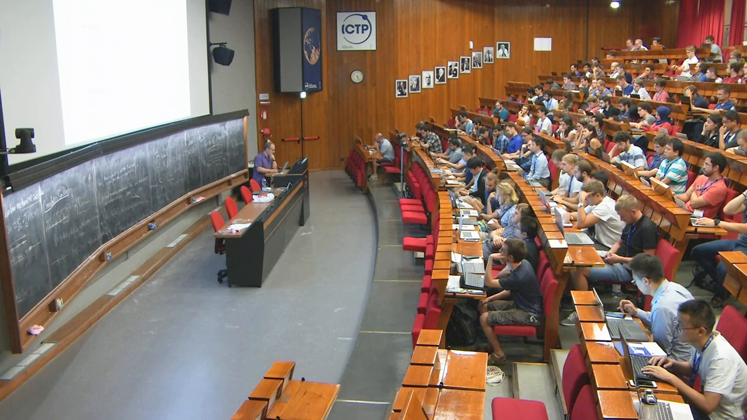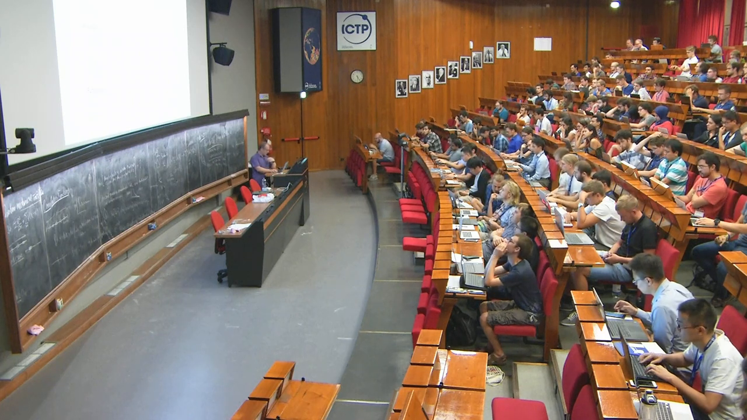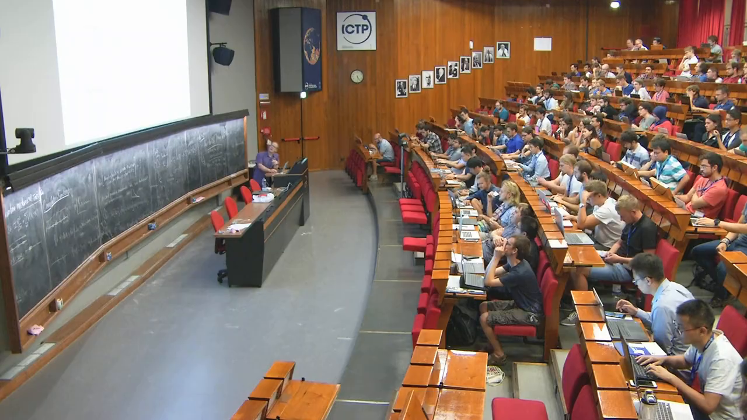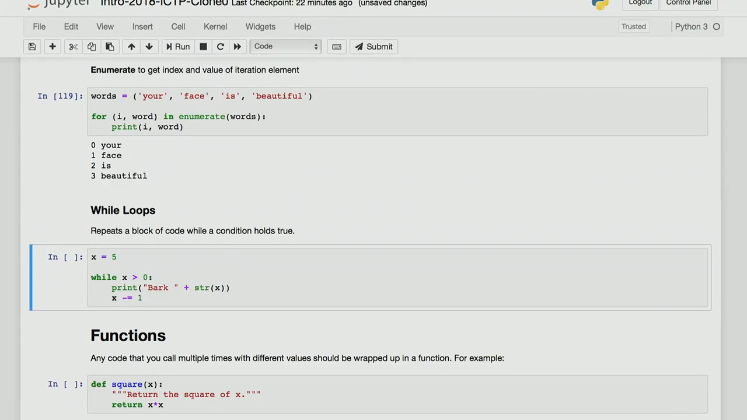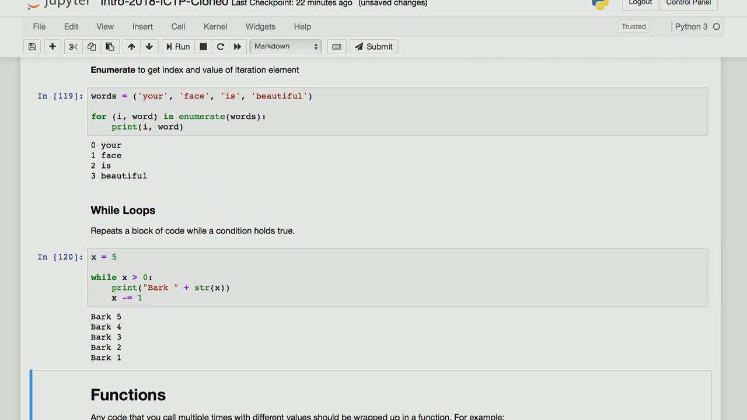So a while loop repeats a block of code while a condition holds true. So this one, what'll it do? It's a little bit more like what you'd see in other programming languages, where you just have counters that are changing. Here, I start with a variable set to 5. While it's positive, I bark, and then I decrement the variable by 1. So what this should do is count down from 5 to 1. There it is.